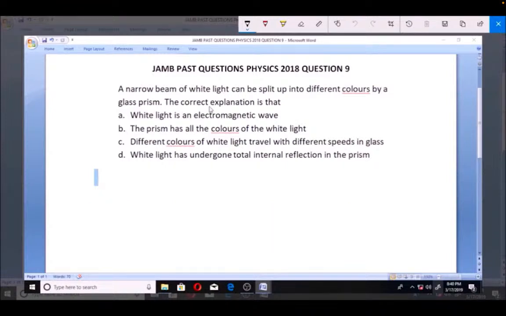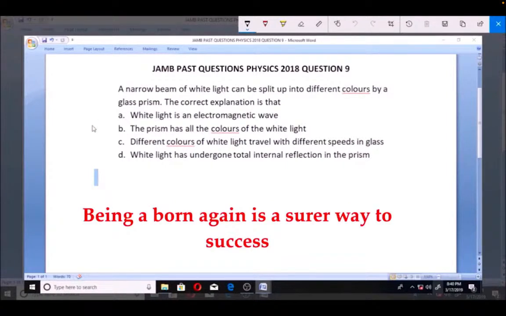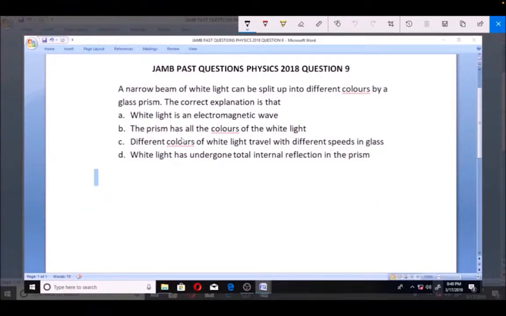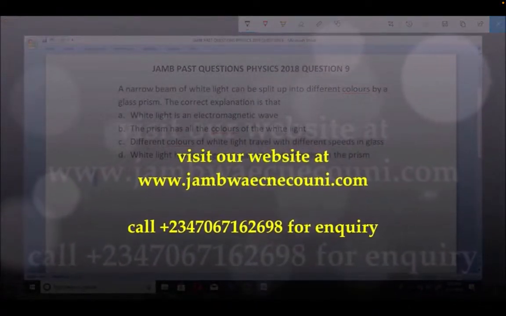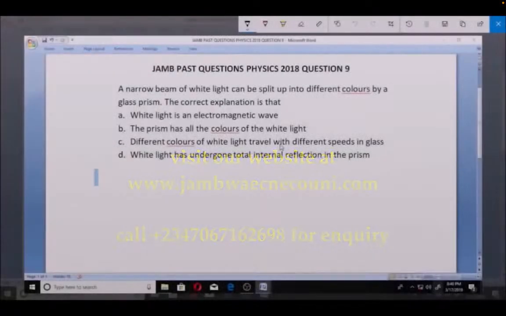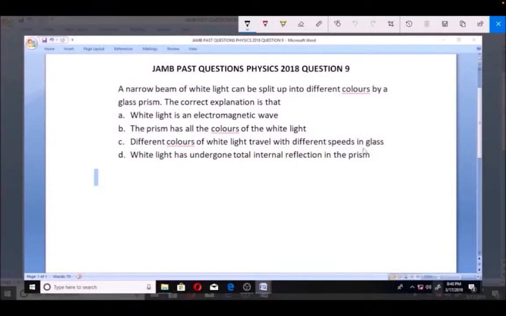The correct explanation is that A. White light is an electromagnetic wave. B. The prism has all the colors of the white light. C. Different colors of white light travel with different speeds in glass. D. White light has undergone total internal reflection in the prism. So what is the answer to this problem?